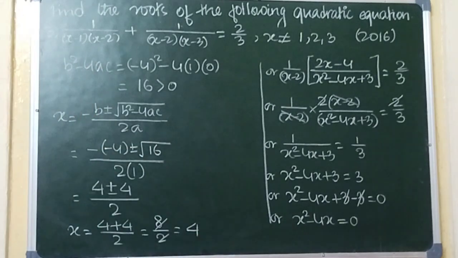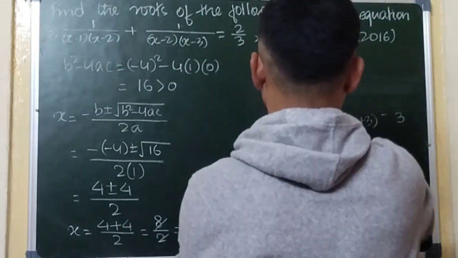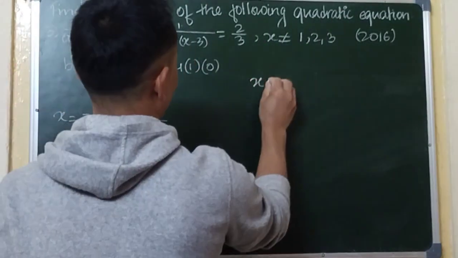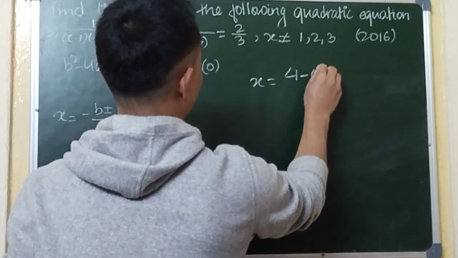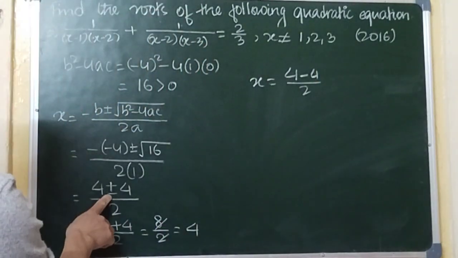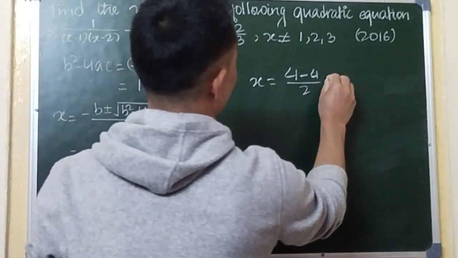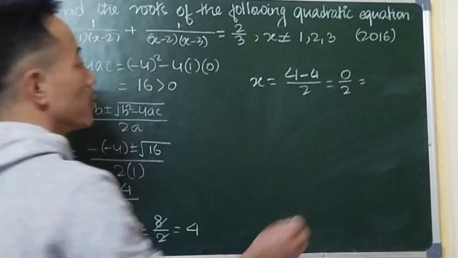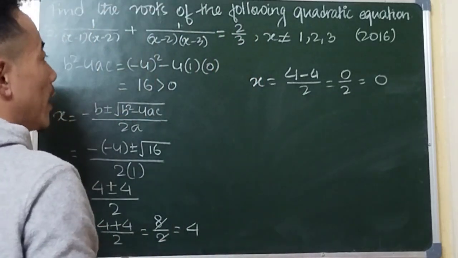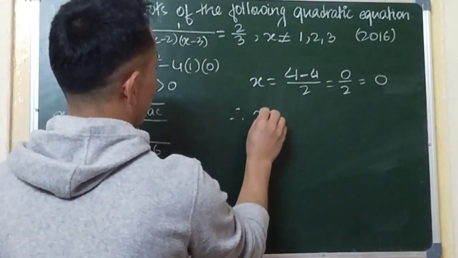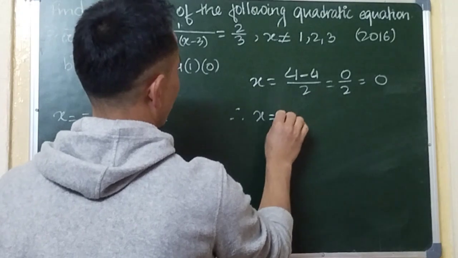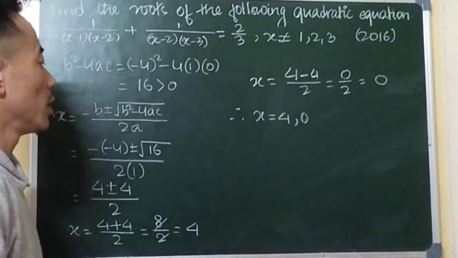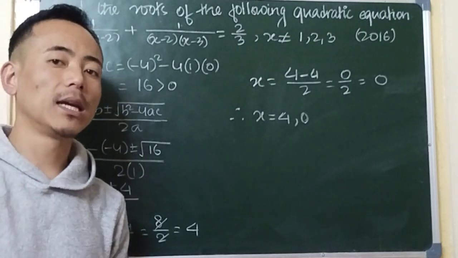Now the second value. For the second value, we will take x is equals to 4 minus 4 divided by 2. So here we are taking the minus sign. So 4 minus 4 becomes 0 divided by 2, and 0 divided by anything is 0. So we are getting two values of x. So the first value we are getting is 4, and the second value that we are getting is 0. That means 4 and 0 are the two roots of this given equation.